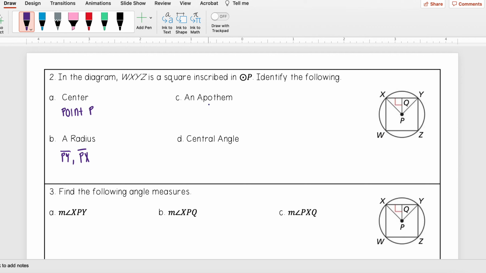Next, I'll identify the apothem. The apothem goes from the center to the side of the polygon, so that's going to be PQ, and it's also the segment that is perpendicular to the side. Then lastly, I want to identify a central angle. Remember, the central angle is formed by two radii, and my two radii are PX and PY. So my central angle is angle XPY.